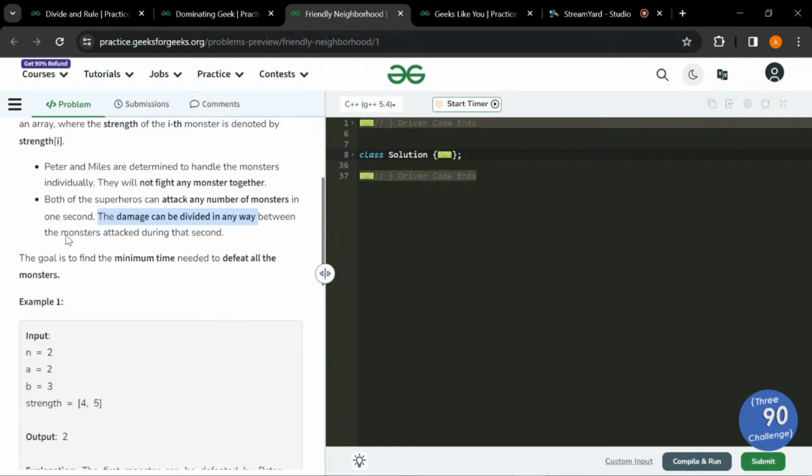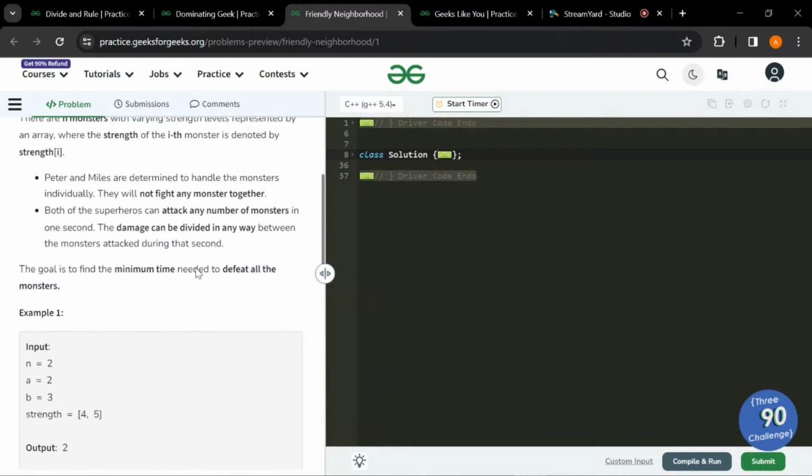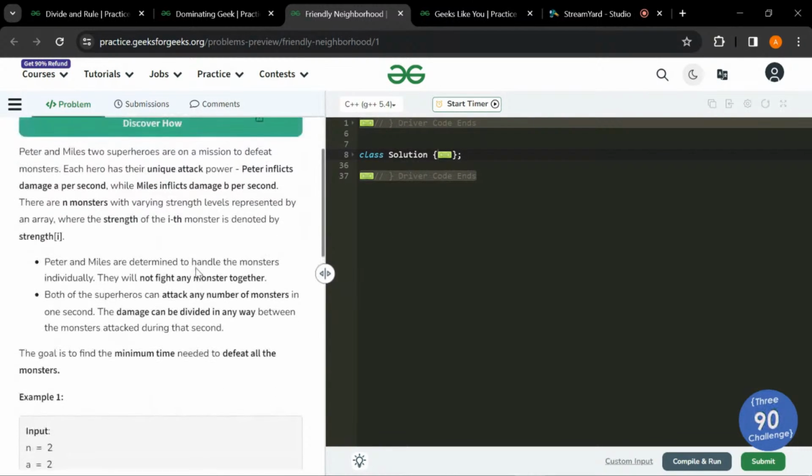And if Peter selects one monster to fight, Miles will never attack that monster. It's Peter's task to defeat that monster during the seconds, and our goal is to find the minimum time needed to defeat all the monsters. So let's just see how we can solve this problem. It's a pretty standard problem of dynamic programming.